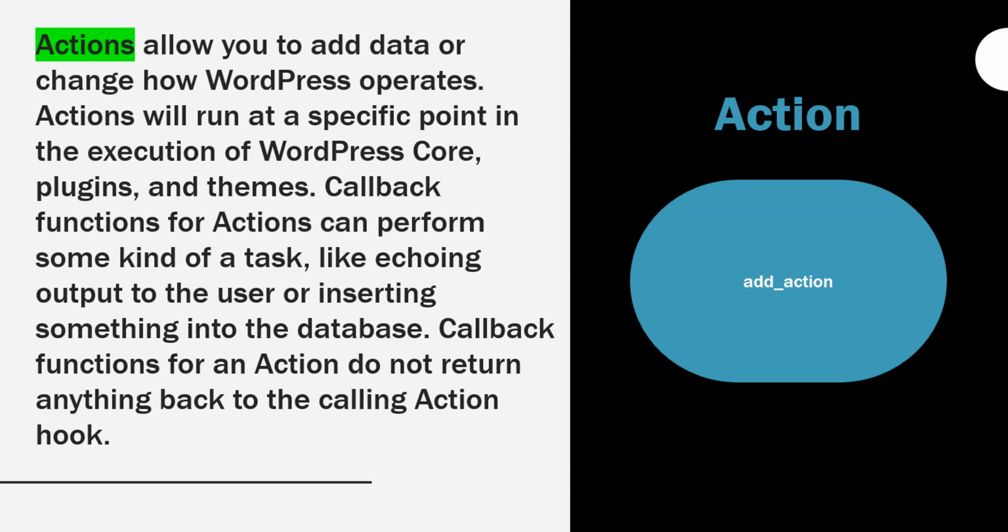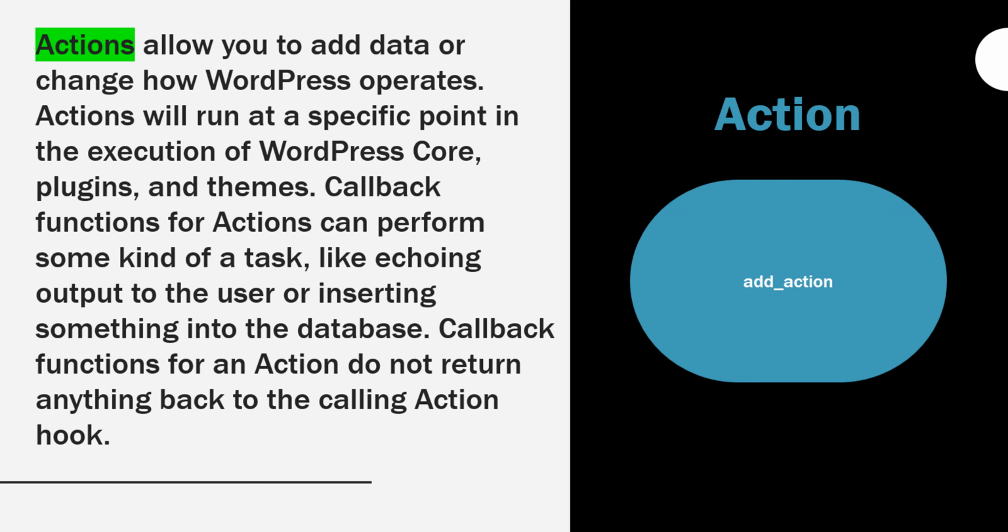What is in fact an action? For an action, we will use a function called add_action. Actions allow you to add data or change how WordPress operates. Actions will run at a specific point in the execution of WordPress core, plugins and themes. Callback functions for actions can perform some kind of task like echoing output to the user or inserting something into the database. Callback functions for an action do not return anything back to the current action hook.